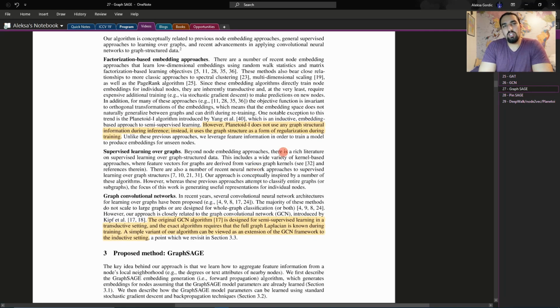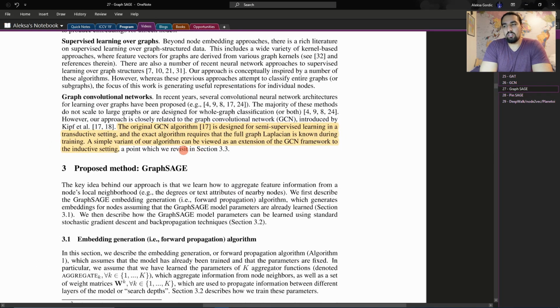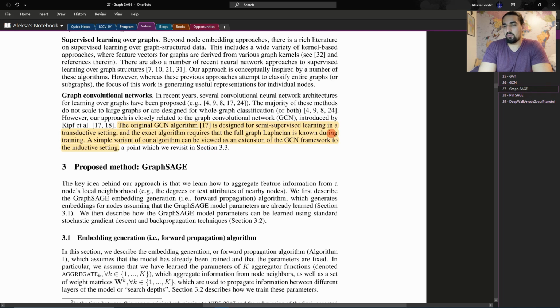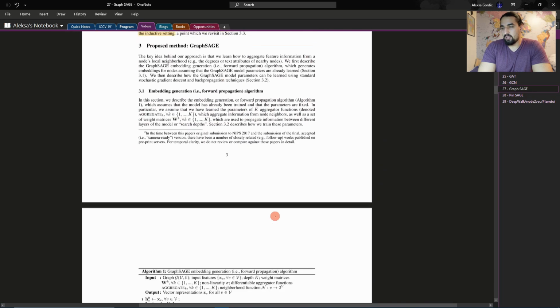Before GraphSage, there were a couple of methods that did similar things. Planetoid-I, where I stands for inductive, is the inductive version of Planetoid, and did something similar, but the difference is it only used the graph structure during training, whereas GraphSage and GCN and other spatial methods actually use the graph structure during inference time, and that makes them different. GraphSage in a way generalized the GCN algorithm to an inductive setting. They say here, the original GCN algorithm is designed for semi-supervised learning in a transductive setting, and the exact algorithm requires that the full graph Laplacian is known during training. And a simple variant of our algorithm can be viewed as an extension of the GCN to an inductive setting. We'll see that in a couple of minutes.